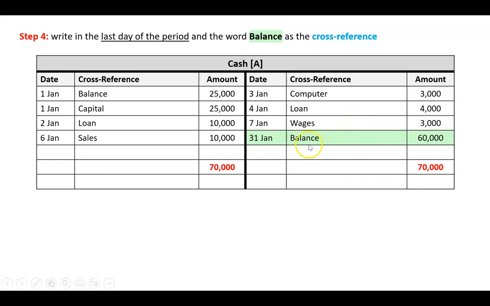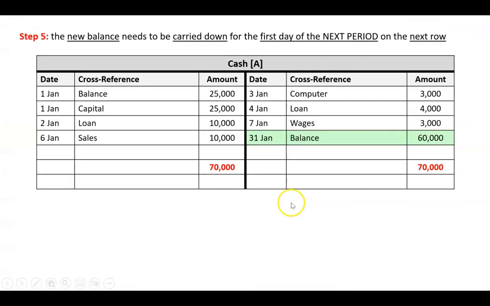But what we need to do is we need to tell the person looking at this that this actually will now be the balance for the first date of the next period. So for February. So that's step 5. We need to what's called carry down the new balance for the first day of the next period. So we go down here, we write the date, we write 1st of Feb, balance 60,000. So we see this balance here, 31st of January, balance 60. We're carrying that down on the first day of the next period. And that's how we balance ledgers.